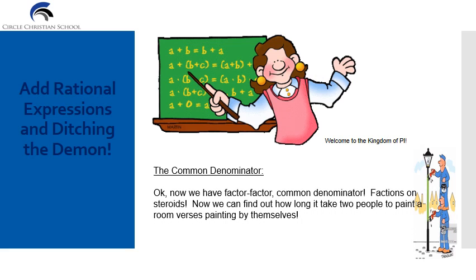This is the first in the series of adding rational expressions, working with complex fractions, and solving rational expressions, and that little ditch the demon. The whole thing's all about the common denominator. We did the factor type of thing. Now it's a common denominator. These are kind of like fractions on steroids. Eventually, we're going to find out how long it takes two people to paint a room versus painting the room by themselves.